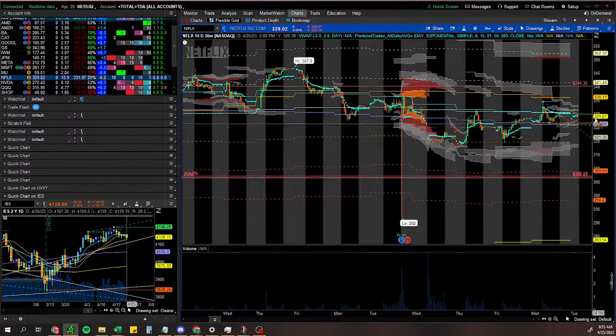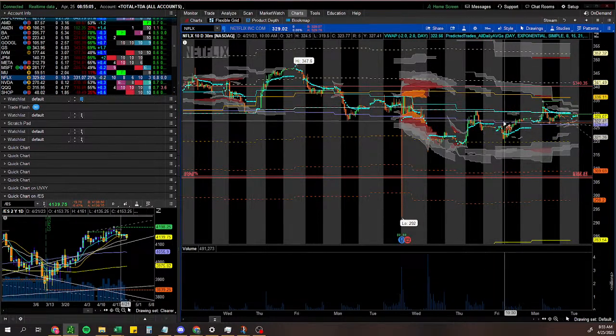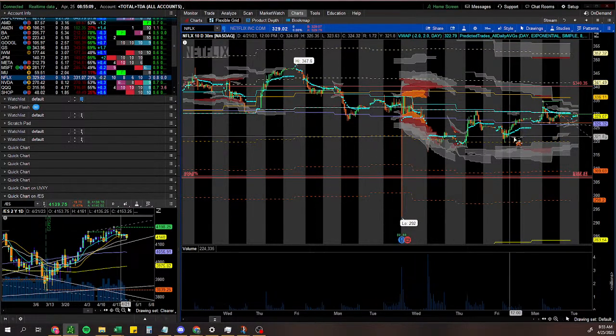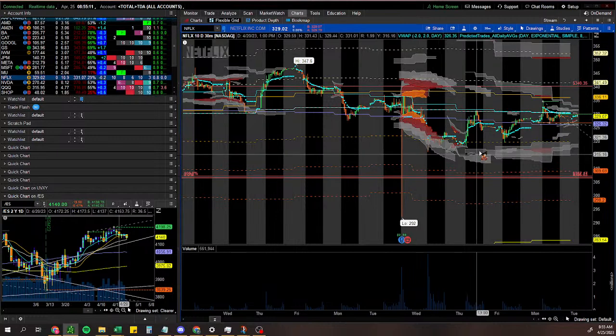But I'm going to keep an eye on Netflix going into the end of the week. As long as the market's not going to tank out of this flag, Netflix could be a good play. It's already reported earnings. Going to keep it on watch.